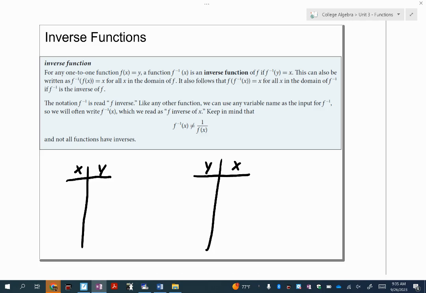I also want to point out this notation. Hey, just a little bit delayed. Oh man, somebody's so popular, right?